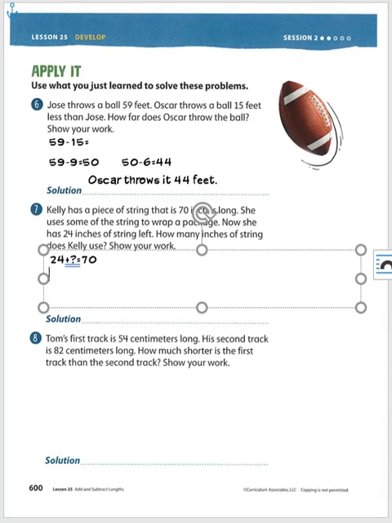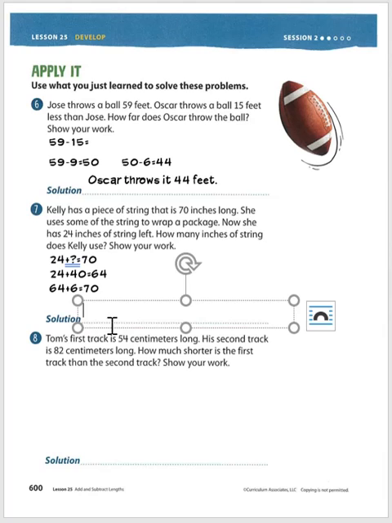We're going to work backwards this time. So 24, let's get it up to, let's do a 10. So 24 plus 40 is equal to 64. We did 40, but we're not to 70 yet. We only got to 64. Now we're at 64, and 64 plus what is equal to 70? 64 plus 6 is equal to 70. So that means we have 40 and 6. So my answer is Kelly uses 46 inches of string.